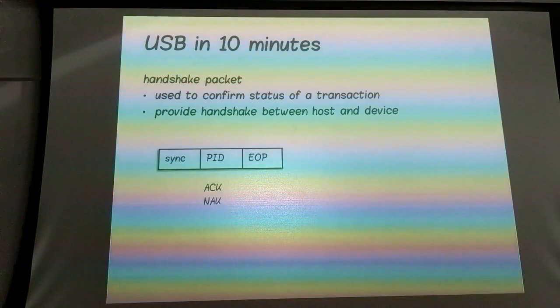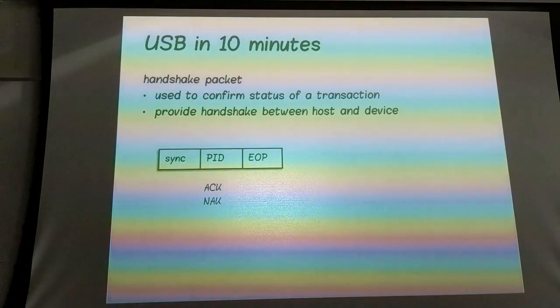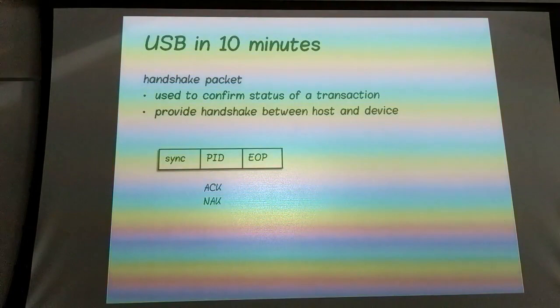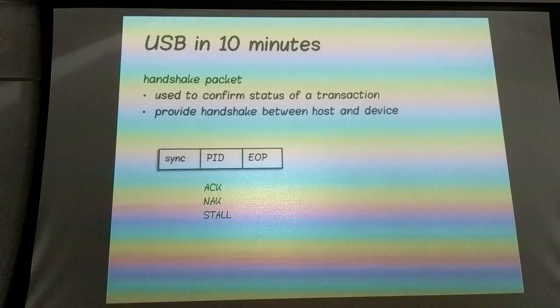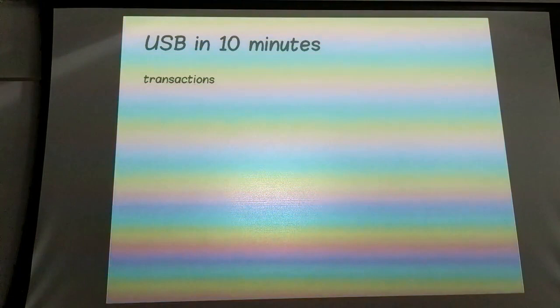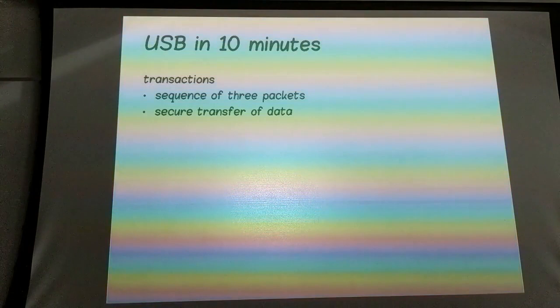Successful transactions are confirmed with an acknowledge packet, while transactions that cannot be finished, for instance due to the device being still busy, are handshaked with a negative acknowledge. Keep in mind that when there is an error in transferred data, no handshake is issued, and as a consequence of timeout, the sending side tries to retransmit the data. Stall handshake informs the host that the device has encountered an error that it cannot repair on its own.